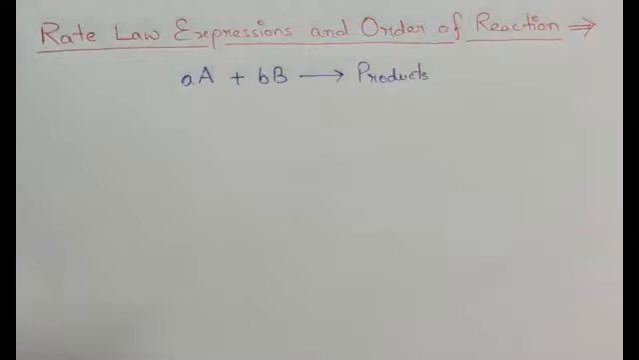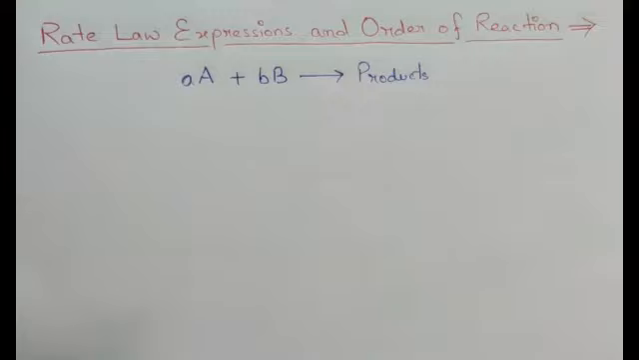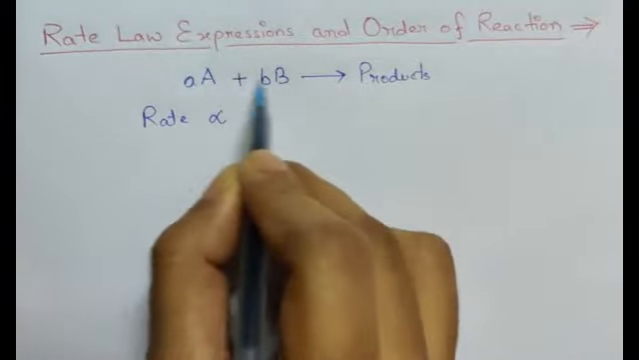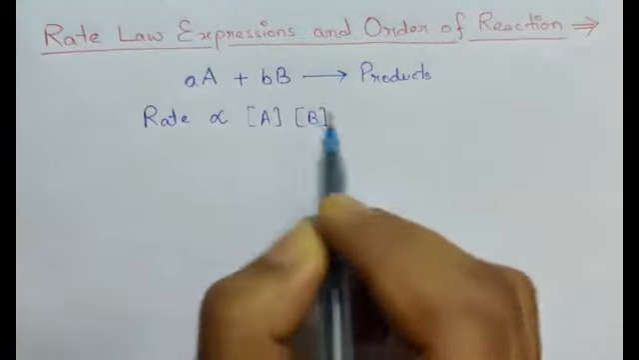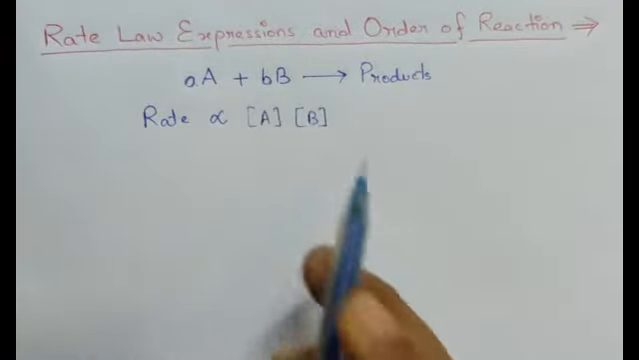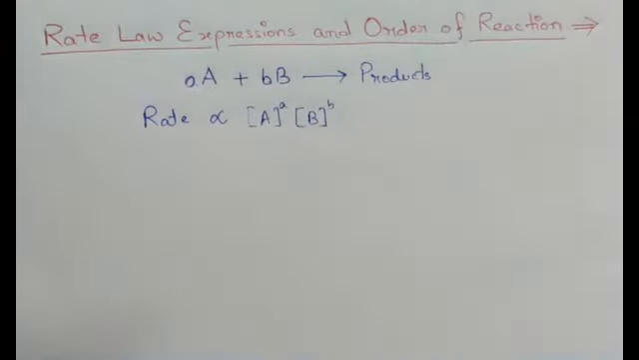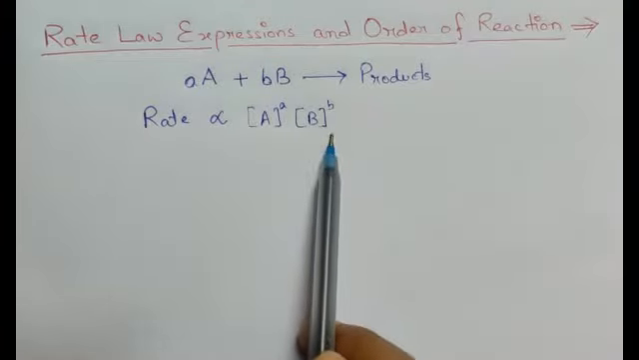So for a general reaction of the type A plus B to products, here small a and small b represent the molar concentrations of the reacting species A and B. So according to the law of mass action, we can say that rate is directly proportional to the concentration of these reacting species. So it will be [A] and [B]. Now here the molar concentrations are raised to the power of each of the reacting species. Clear?